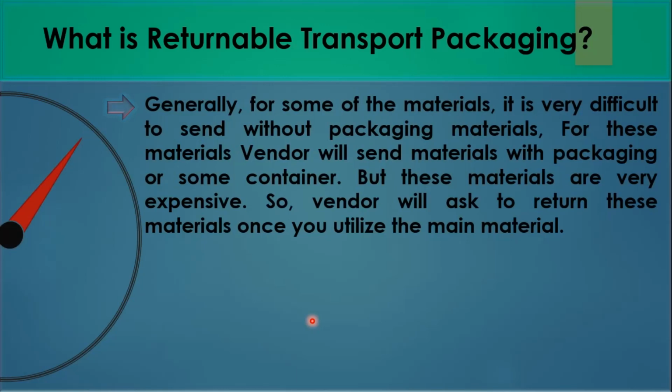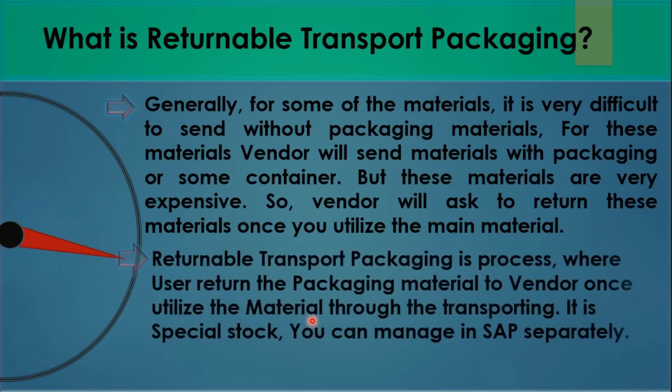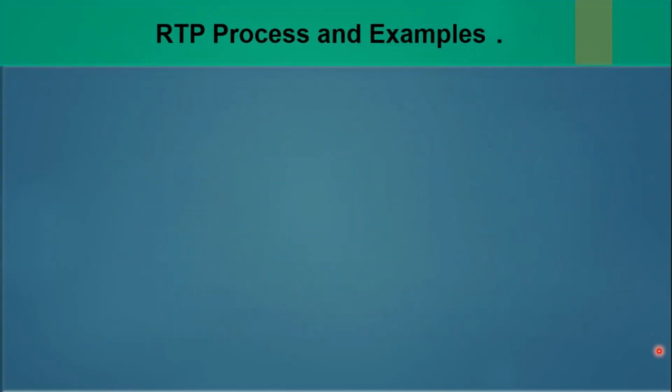So what exactly happens in this case? The vendor sent some material with some sort of packaging, and once we utilize the main material, we return that packaging material back to the vendor. The process to return this material is nothing but the RTP or Returnable Transport Packaging process. It is a process where the user returns the packaging material to the vendor once the material is utilized. It is again a special stock which we manage in SAP separately. So we will see an example of this process.